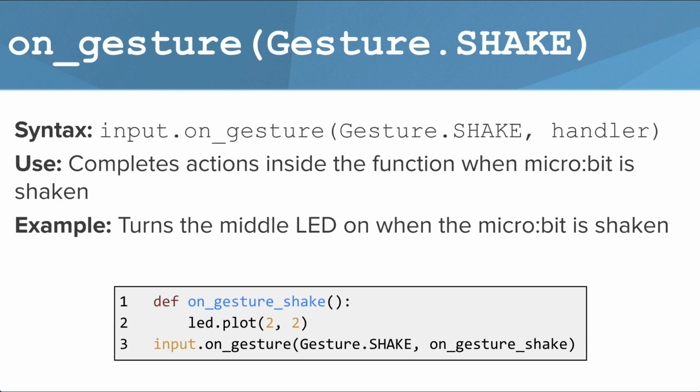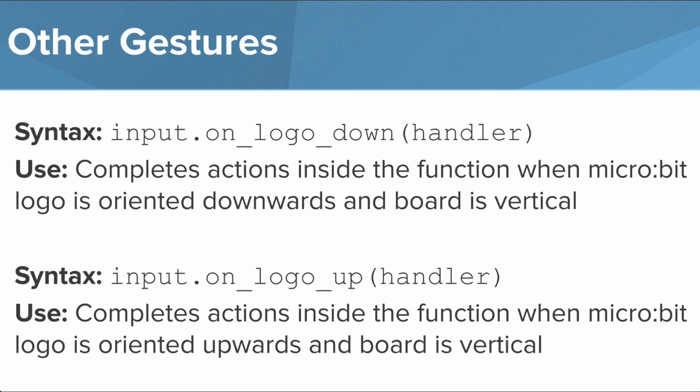We learned how to use the on gesture.shake function, which will complete any actions listed inside the function once the micro:bit is shaken. We also saw a few more gestures that can be used as functions in our programs. The onLogoDown function completes the listed actions when the micro:bit logo is oriented downwards and the board is vertical. And the onLogoUp function completes commands when the logo is oriented upwards and the board is vertical.